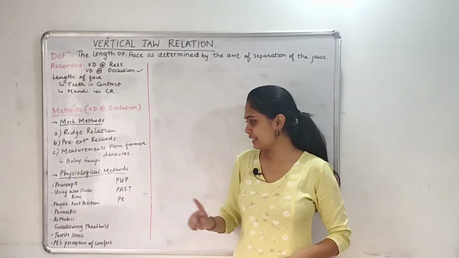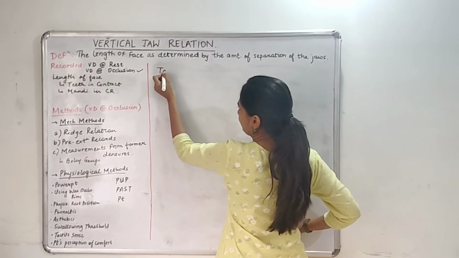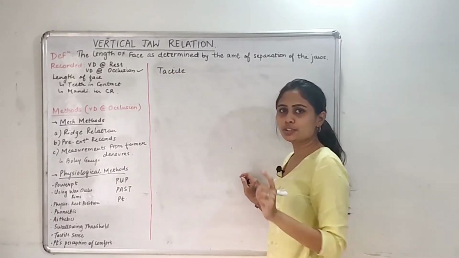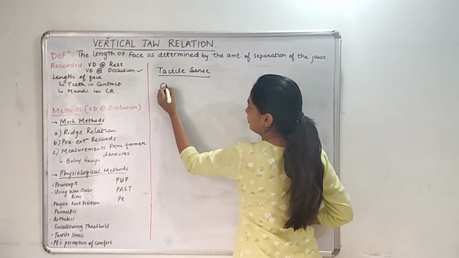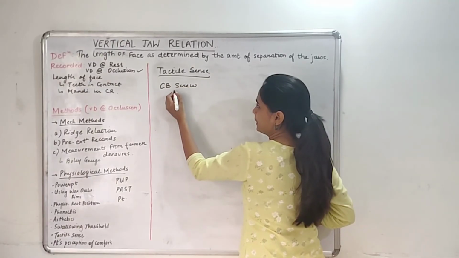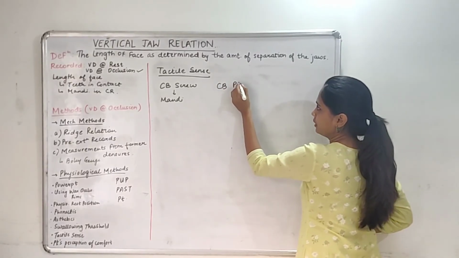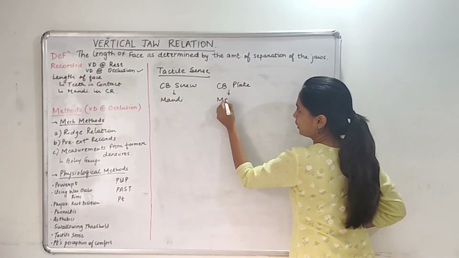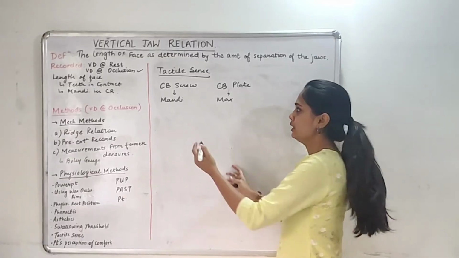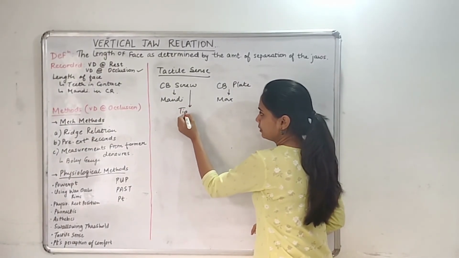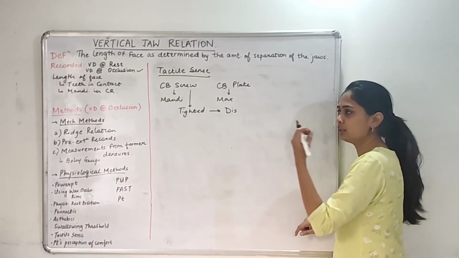So lastly, we see about the tactile sensation and the patient's perception of comfort. So in tactile sensation, we have a central bearing screw and a central bearing plate. Only two key words you have to remember: central bearing screw, which is placed in the mandibular rim, and a central bearing plate, which is placed in the maxillary rim. Okay. So the mandibular rim has a screw and the maxillary rim has a plate. So when this screw is tightened, the patient will feel discomfort at a certain amount of jaw separation or a certain occlusion.